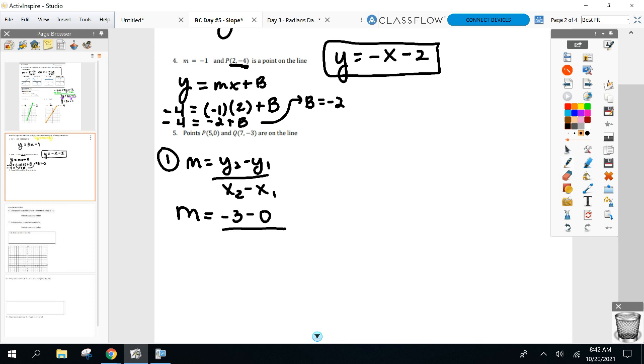Oh wait, what? Sorry. Hi, I'm math. Have we met? -3 belongs to what x coordinate? 7, right? I can't put 5. This isn't like a mix and match type thing. Whatever y you put down first, the corresponding x has to go down first as well. So 7 minus 5.